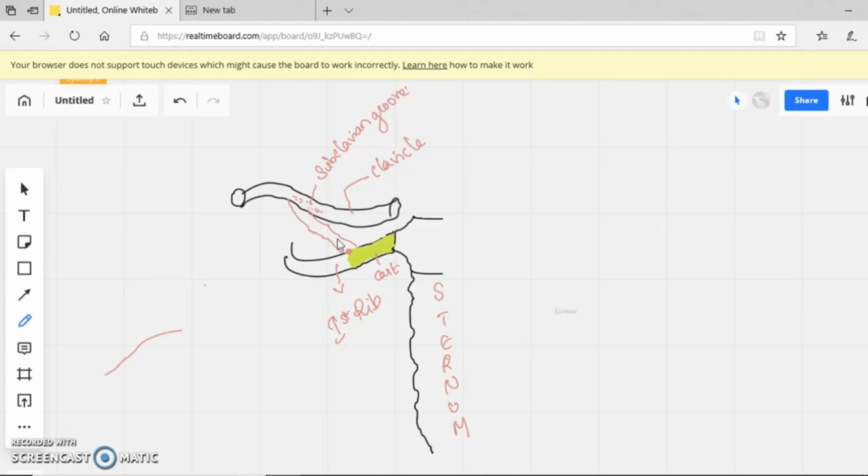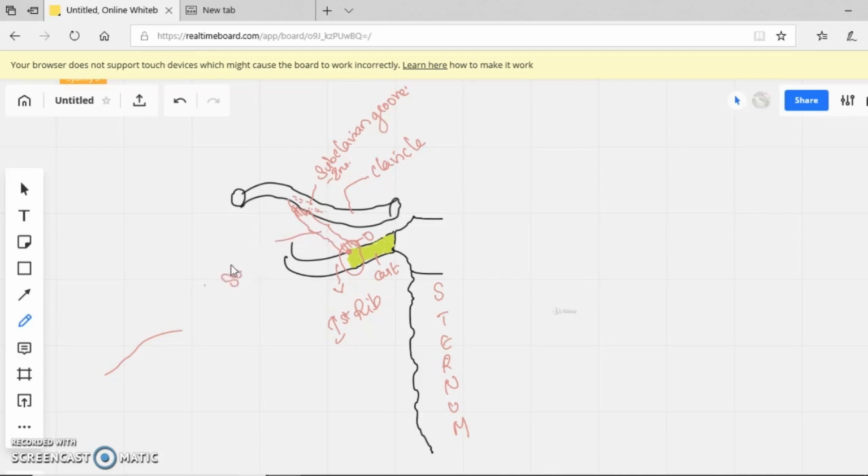So the subclavian groove gives insertion for the subclavius muscle, which is seen in the clavicle, getting origin from the costochondral junction of the first rib. From here it takes origin and gets inserted into the subclavian groove. That's all about the subclavius muscle, which is seen below the clavicle.